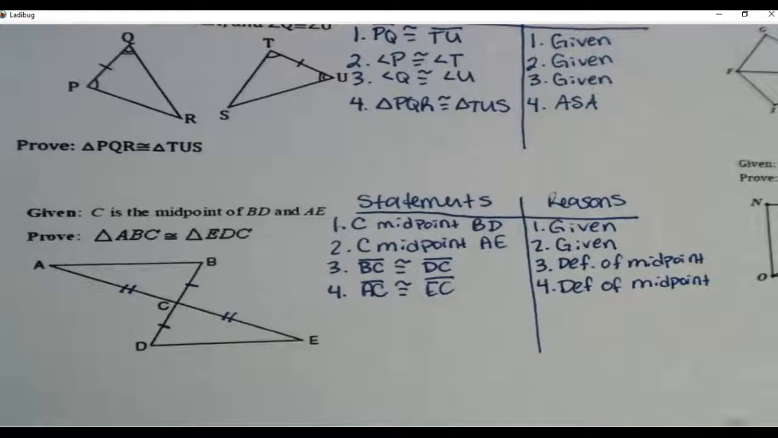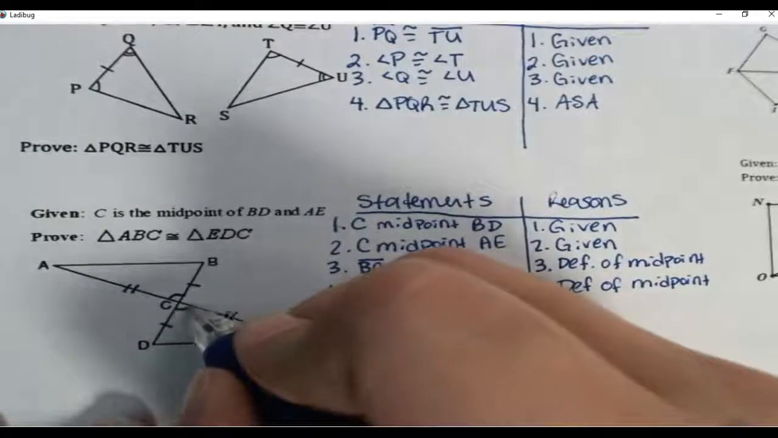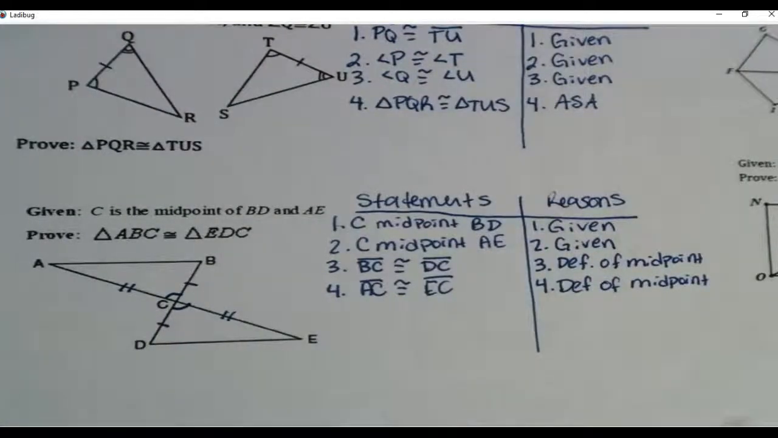Good. So in these, we need three things to be congruent. We only have two. We have two pairs of sides. But if we look at this in the middle, here and here, what are those? Vertical angles. So that's the next thing that we want to say.